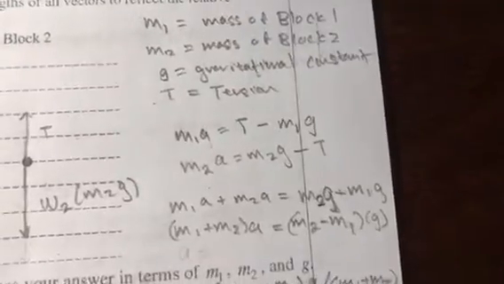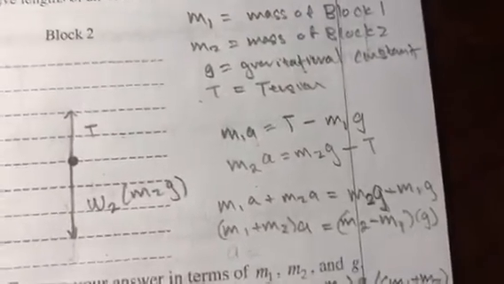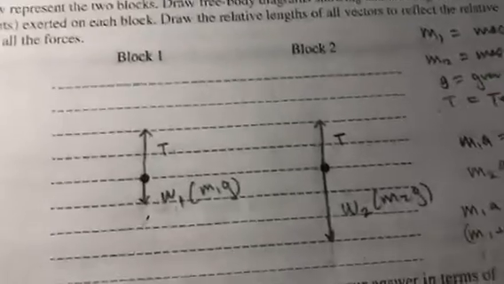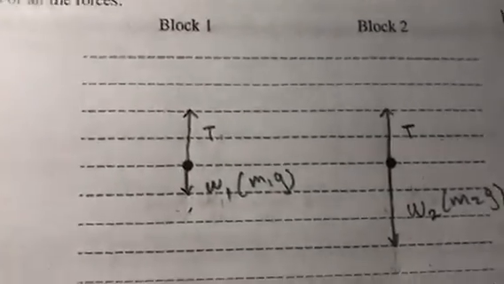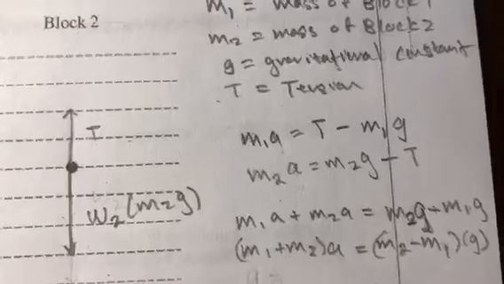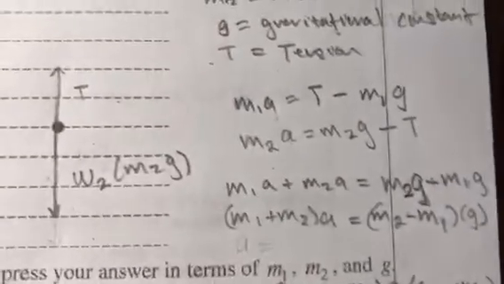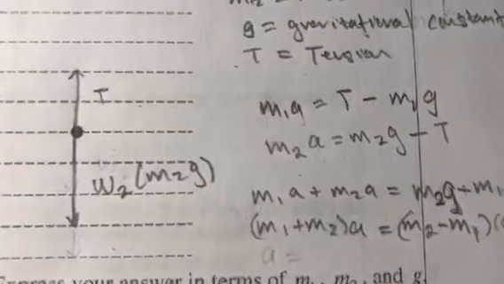In block 2, the equation is m2a equals m2g minus T. The weight of this block is being pulled down. The weight is pulling down this block against the force of tension. Combining these equations so that we can eliminate the variable T and isolate the variable a, we get m1a plus m2a equals m2g minus m1g.